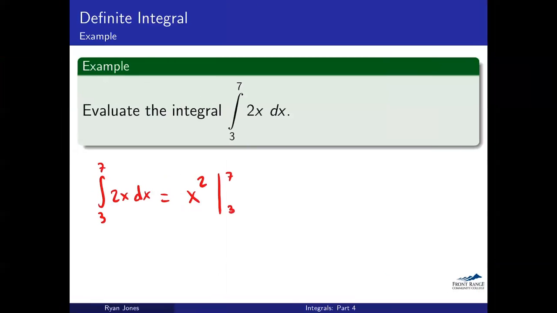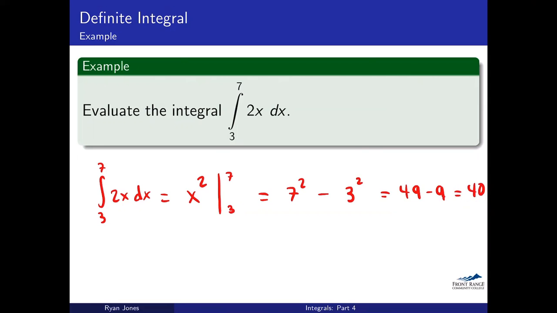So coming back here, we've got x squared, and I'm evaluating at 7 and 3. Let's actually go ahead and do that. I'm going to take 7 squared. I'm going to take 3 squared, and I'm going to subtract them. And when I do that, I have 49 minus 9, which is just 40. And that ends up being my answer.